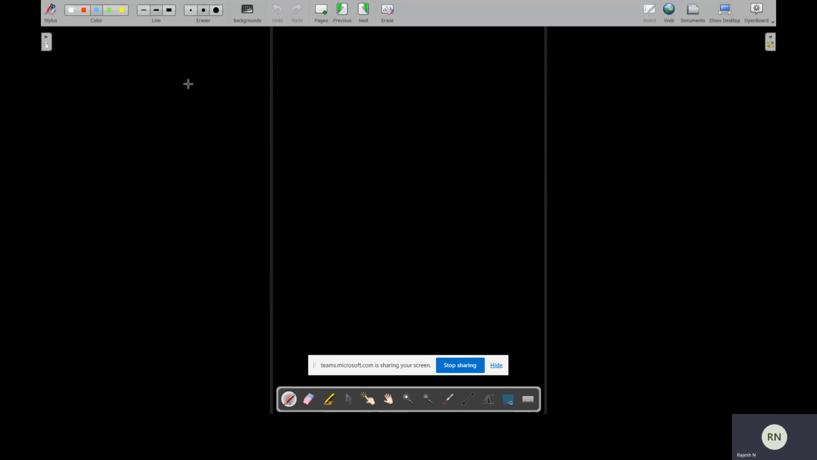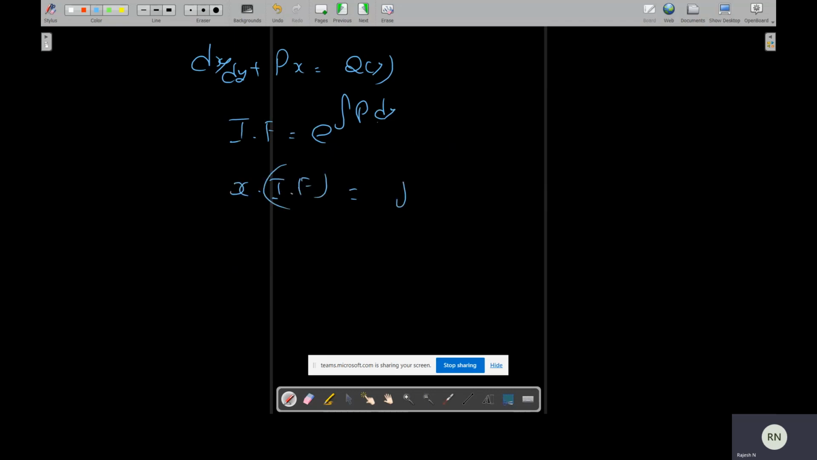So one more form is there. That is called the dx by dy plus px is equal to qy form. Here the integrating factor is e raised to integral p dy. The solution is x into integrating factor is equal to integral of integrating factor into qy dy. This is the solution. So I will solve one question.